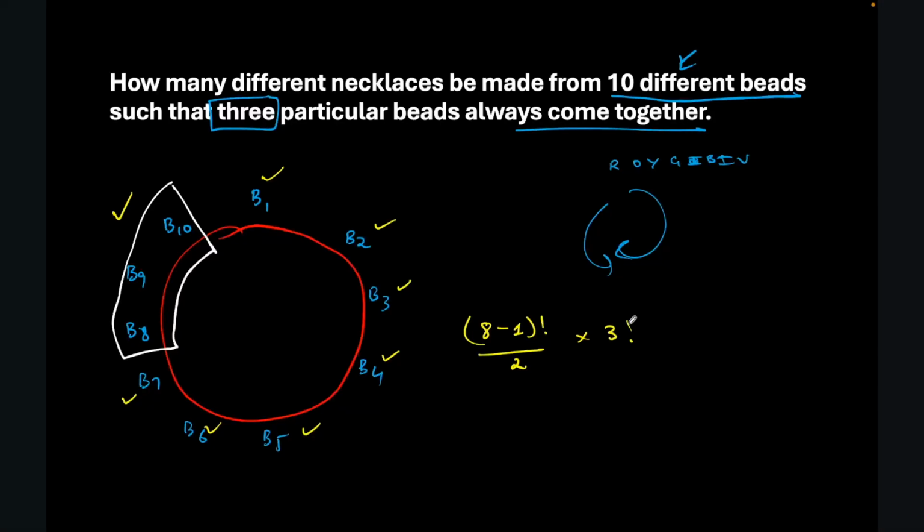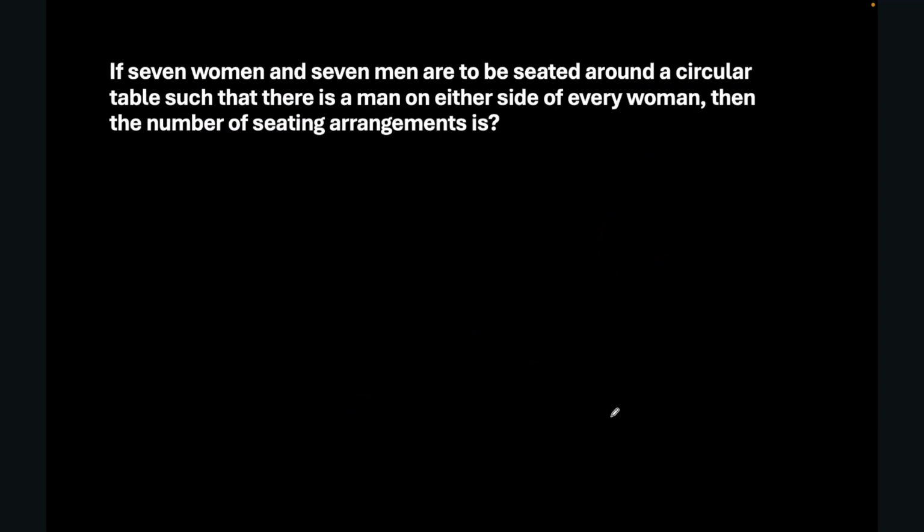There's going to be a linear arrangement. There's no circular arrangement within the groups, because remember, it's just in a linear form. So what do we have? We have 7 factorial by 2 times 3 factorial. That's our answer. Super simple, nothing too crazy. Okay, next question.